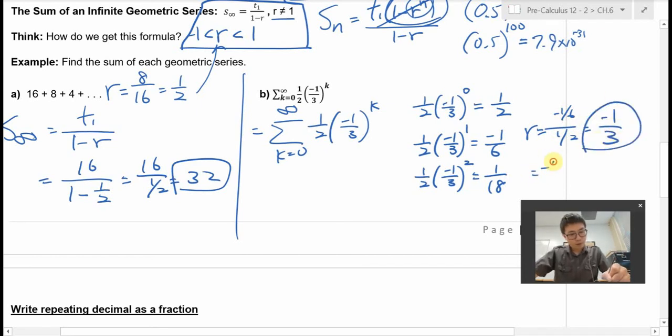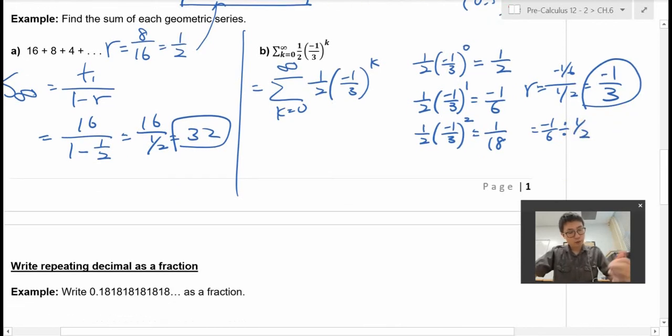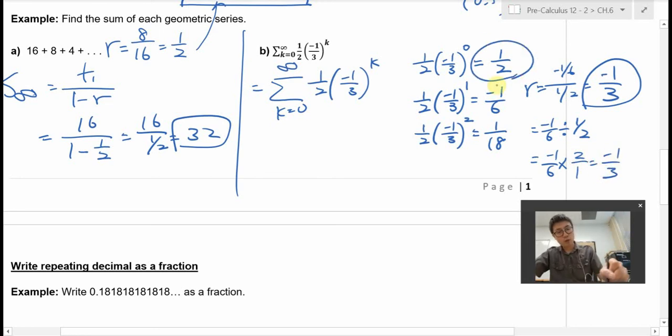Okay, recall this is -1 over 6 divided by 1/2. And how you divide fractions is you multiply by the reciprocal of the second fraction. And that's how you get -1 over 3. So now you have the common ratio, and we also have our first term. So we can actually find the sum.